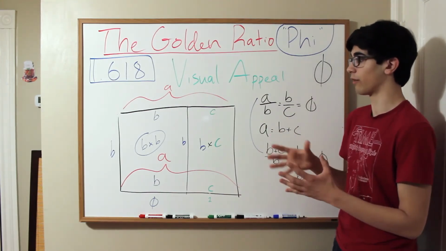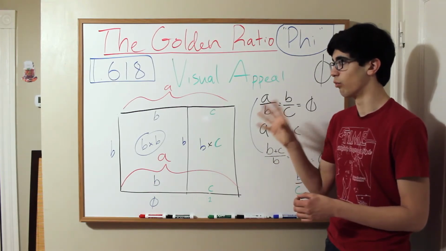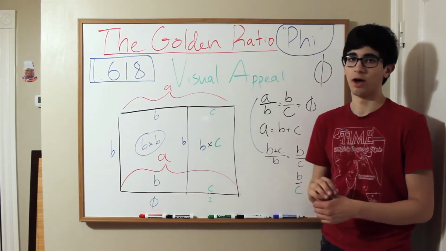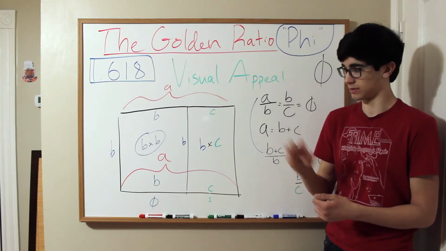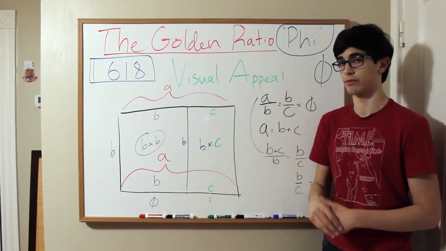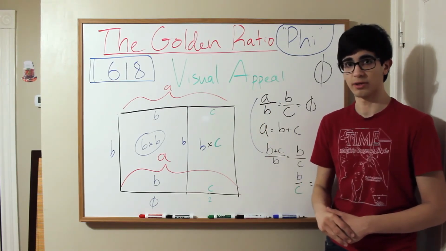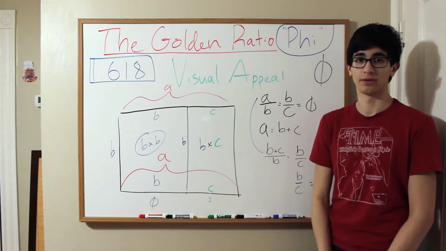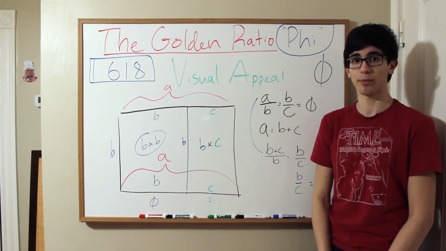So throughout all of these, just remember that this is what the visual appeal of the golden ratio means. Essentially, this rectangle and this ratio are central to the visual appeal, and that's essentially how we talk about the golden ratio having aesthetic properties.